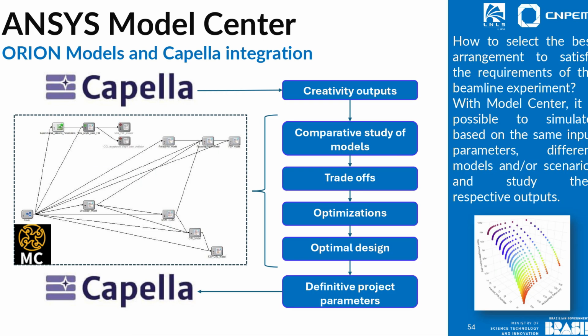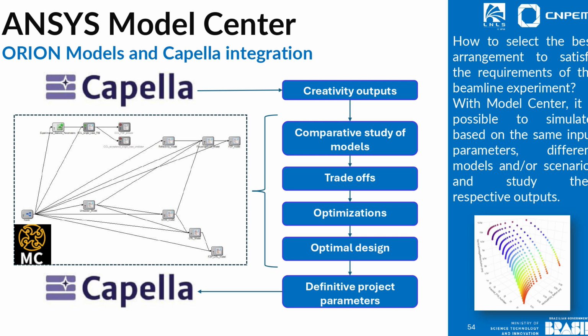This brings us to ANSYS Model Center. In a quick view, from Capella, we get the creativity outputs. We have a huge list of what we can use, what we don't want to use, but we may be obliged to use. And we move everything onto Model Center. There we sort the models. We have a comparative study of them. We can do trade-offs, optimizations, optimal designs.